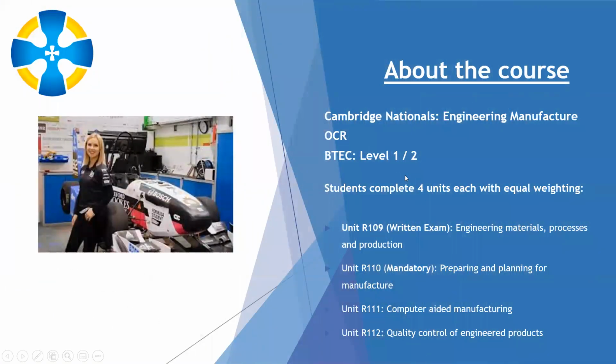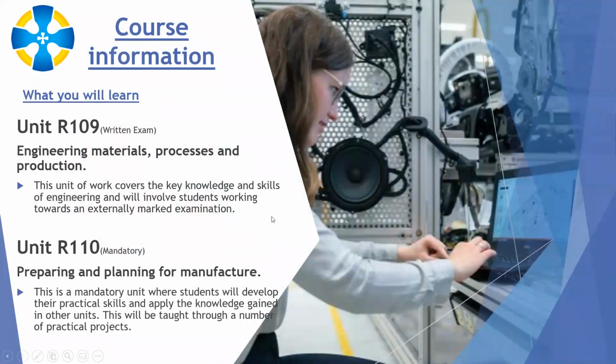We study a Cambridge National Engineering and Manufacturing OCR, BTEC Level 1 and 2. Most students will go on to do the Level 2 qualification, which will be 4 units, 2 of which are mandatory. One of those is a written examination, and then there are 2 further optional ones, which is Computer-aided Manufacturing and Quality Control and Engineering Products. The units are designed to give the students the best possible experience of modern engineering as it is.